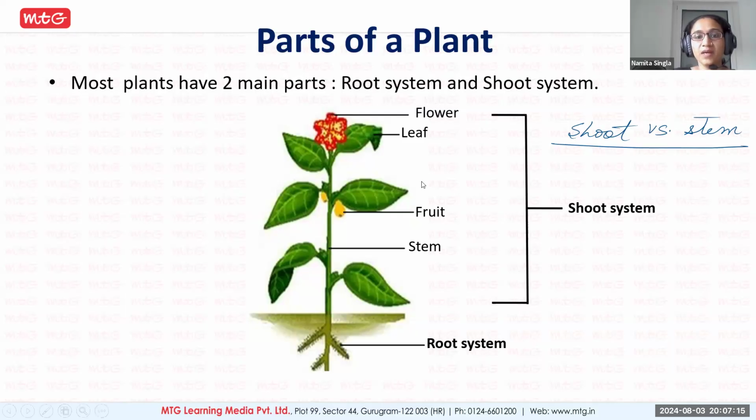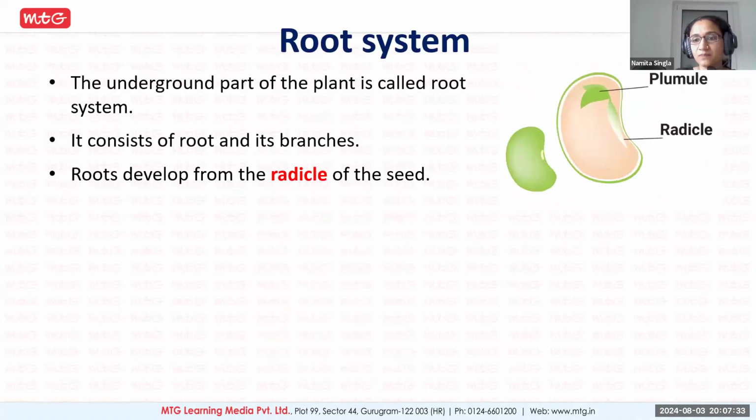Yes. Okay, then parts of a plant are broadly categorized into two types: the root system and the shoot system. The shoot system is the above ground part of the plant, like stem, fruit, flower, leaves; all are a part of the shoot system. The root system is the underground part of the plant.